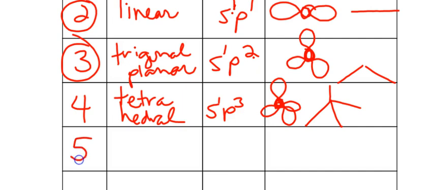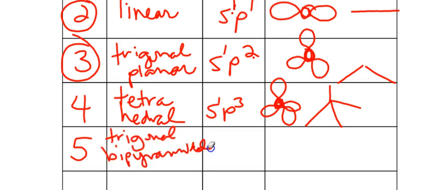For 5, the electron geometry is trigonal bipyramidal. I hope I can get this all in here. Trigonal bipyramidal. I need to have whole things adding up to 5. So sp3d is your hybridization.